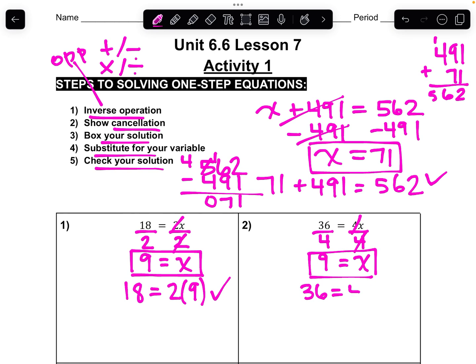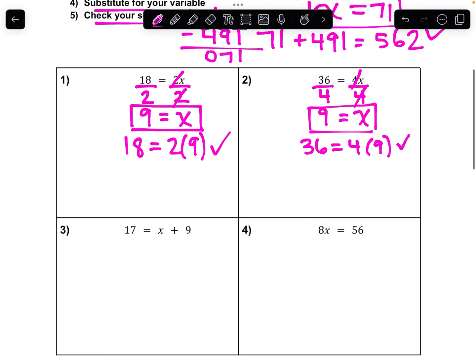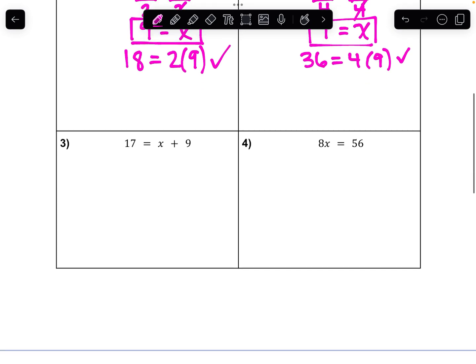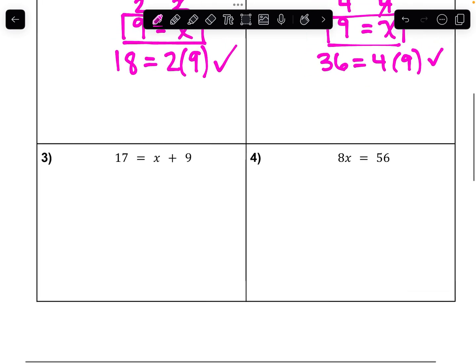36 equals 4 times 9. Sure does, and we're good. You should be following along, writing these notes down on your paper while I am teaching you.